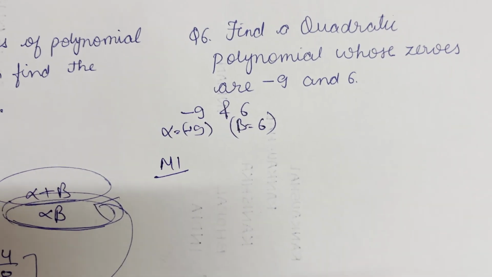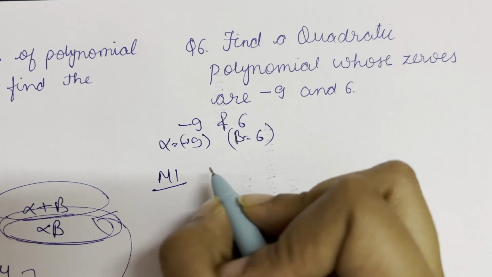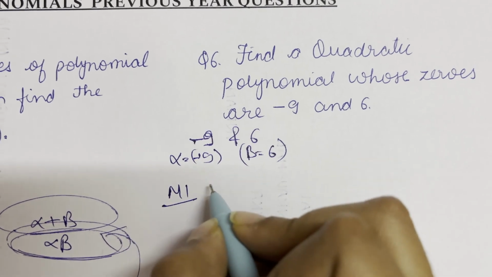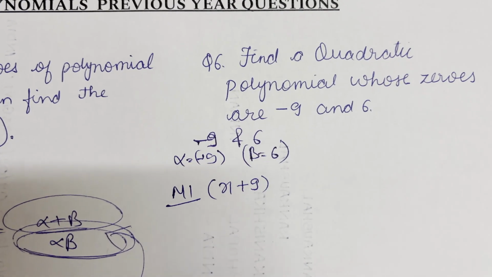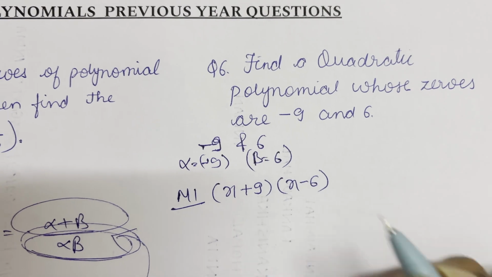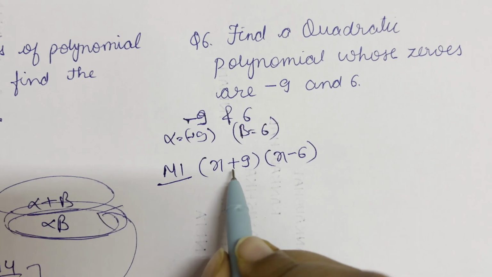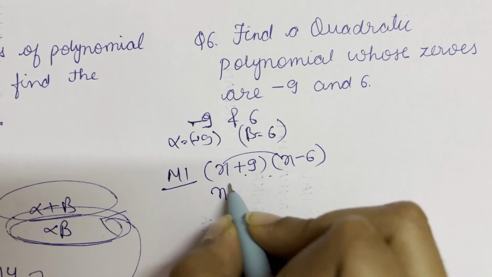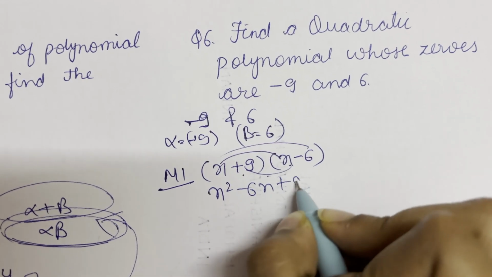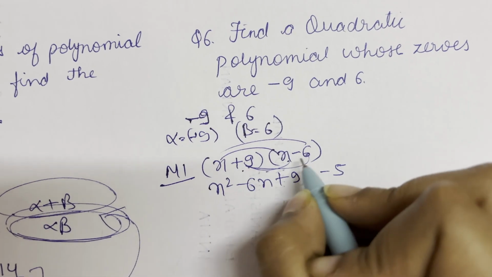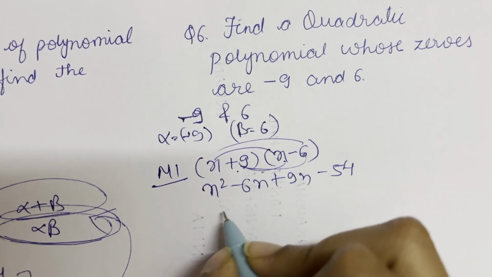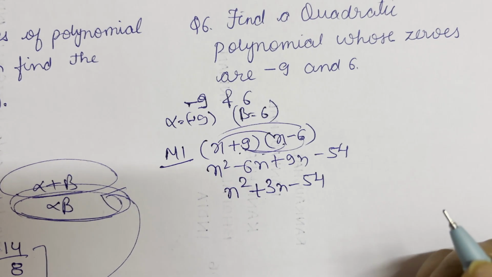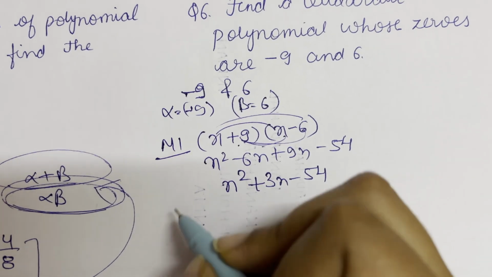Method number one: from the zeros of the polynomial, this minus 9 could be written as x plus 9, and this 6 could be written as x minus 6. Am I right? If I interpret this, I'll get minus 9 and plus 6. Now we'll solve this equation. We get x square minus 6x plus 9x minus 9 into 6, which is 54. What we'll get is x square plus 3x minus 54. Okay, this is method number one.